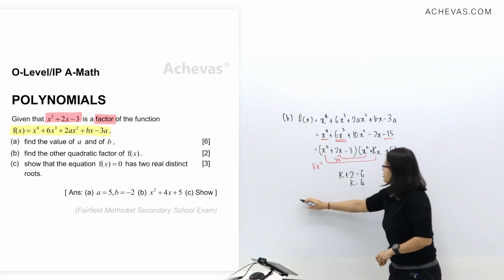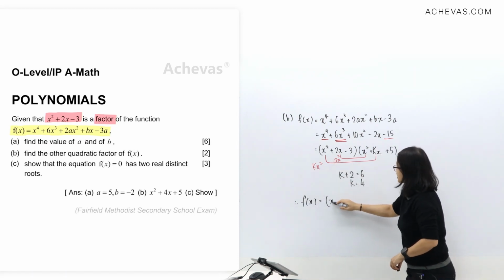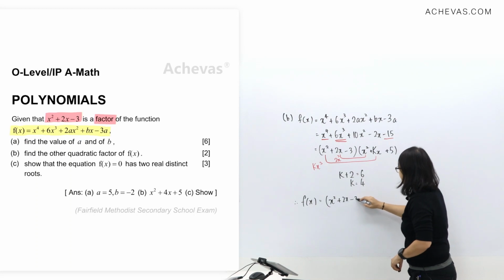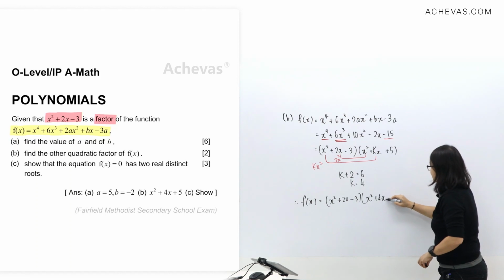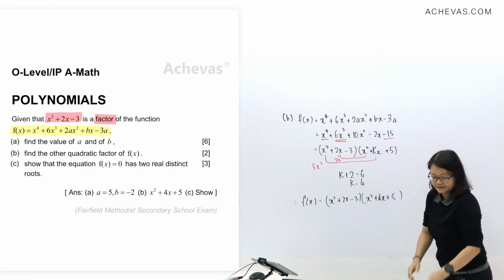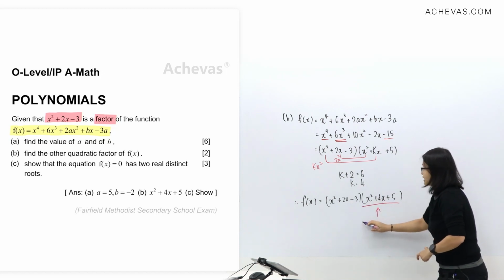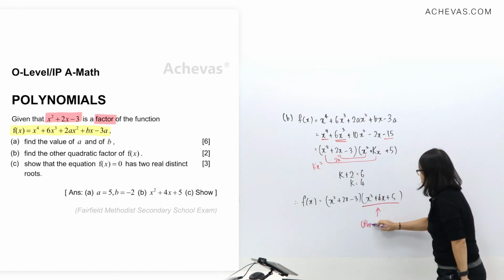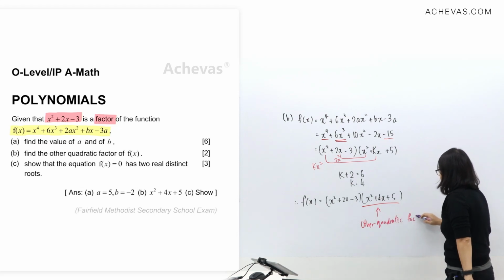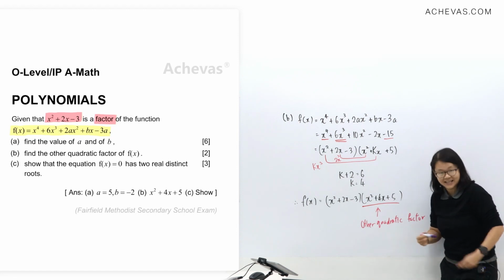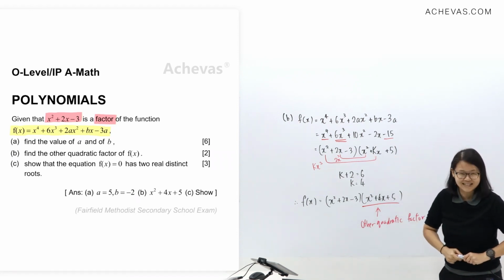Now we're ready to write down. Therefore, f(x), if you factorize, is x squared plus 2x minus 3, followed by x squared plus 4x plus 5. This is another quadratic factor, which is the other quadratic factor that the question wants you to find. Remember to conclude this as your answer in the exam. That's for part B. Now let me erase and we'll take a look at part C of this question.